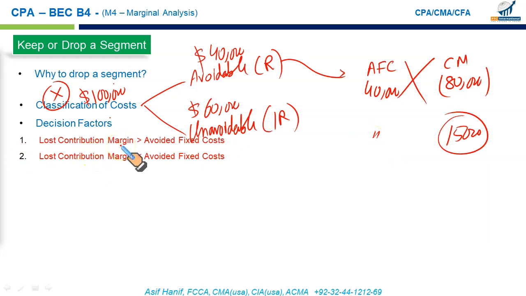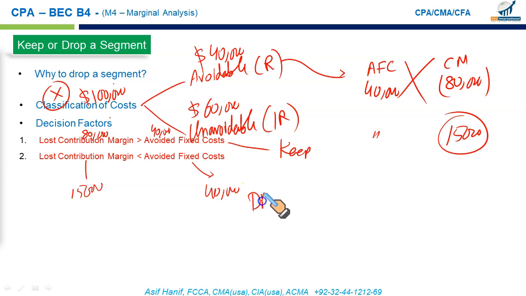Let me plug in the numbers to explain the idea. Lost contribution margin is 80,000 if we discontinue. Avoidable fixed cost is 40. So in this case, we should keep the segment because the contribution margin is more and avoidable fixed costs are less. If the lost contribution margin is 15,000, as per the example, and avoidable fixed costs are 40, in that case you should drop the segment because the contribution margin generated by the segment is less and avoidable fixed costs are more, so just kill this segment.